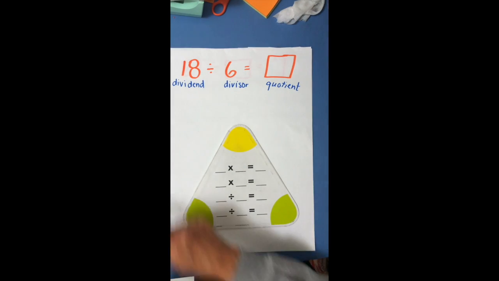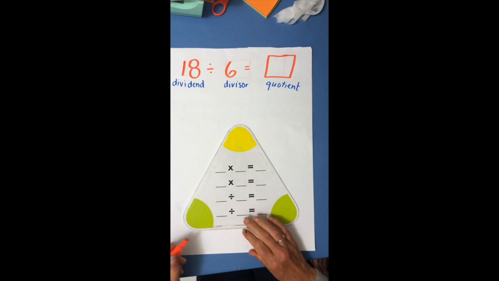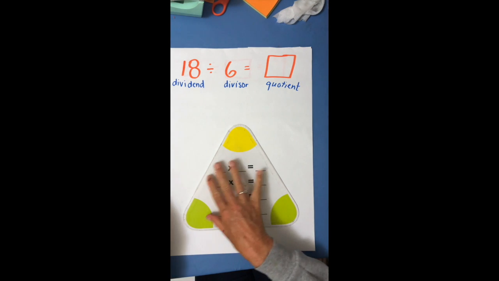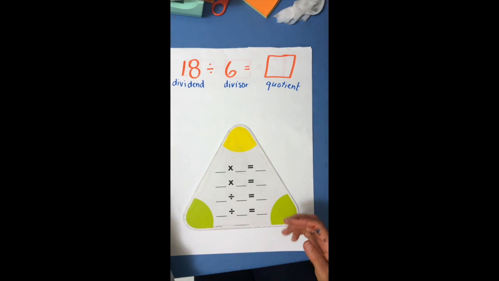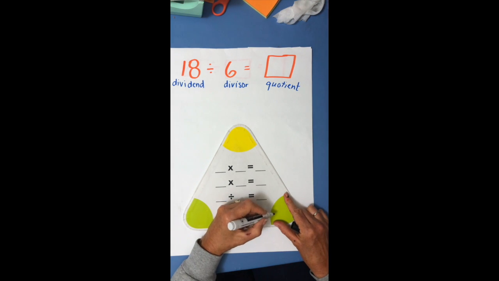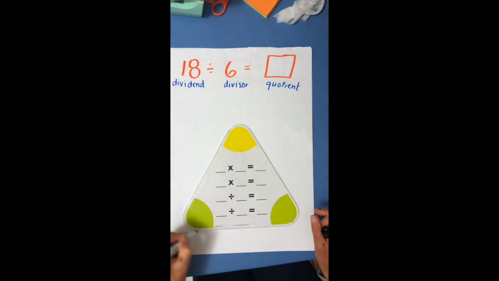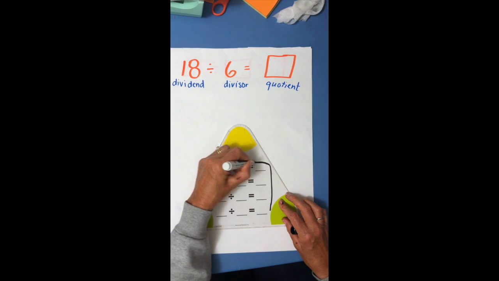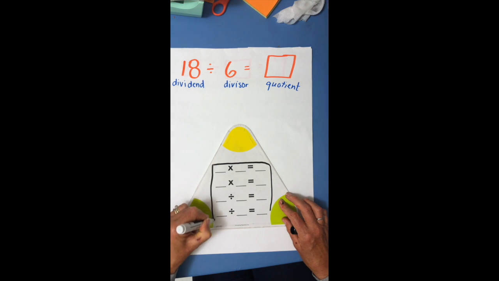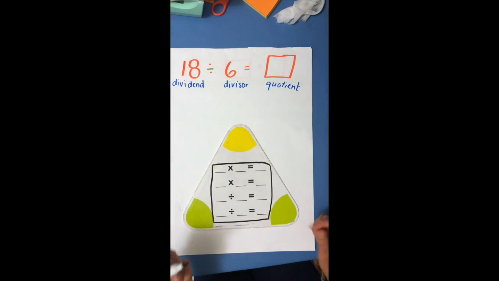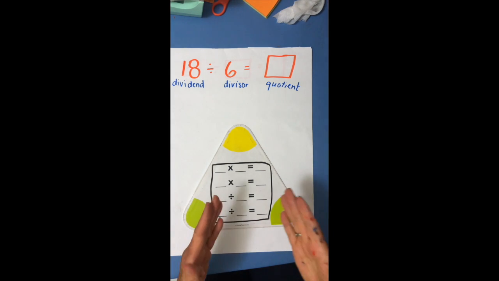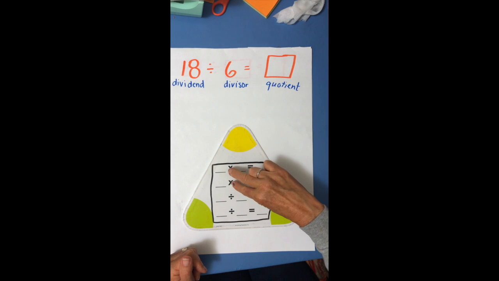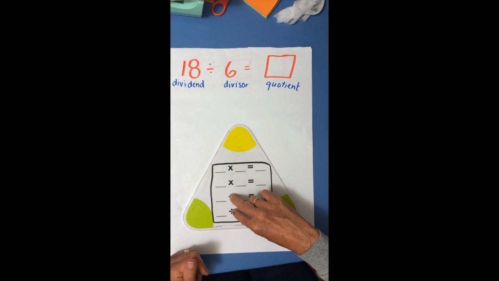So the first thing I'm going to do is, right here is the fact family. Sometimes you have a triangular fact family, or other times you might have one that's called a rectangular fact family, or sometimes they have houses. They call them fact family houses. Now, with this, you'll notice you have two multiplication number sentences and two division number sentences.